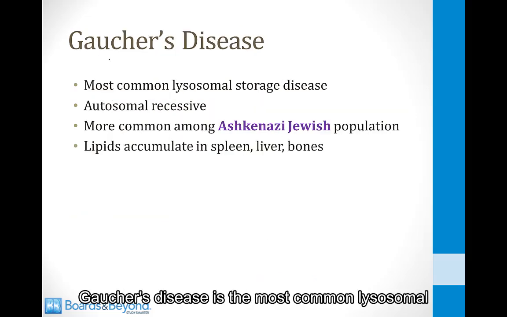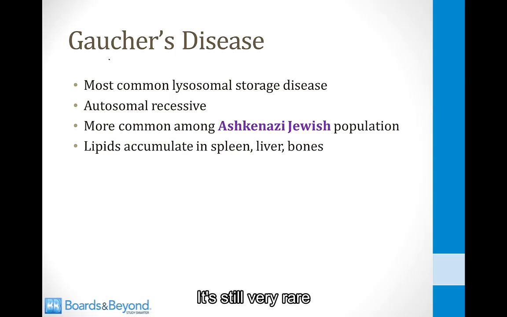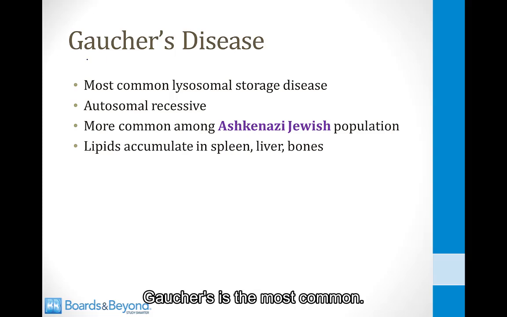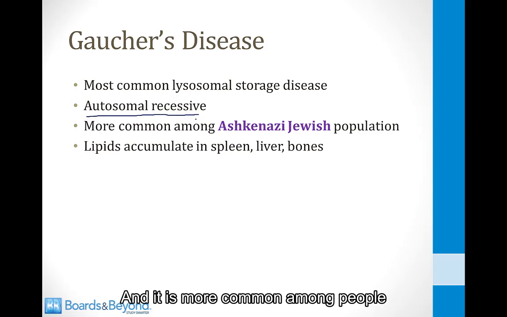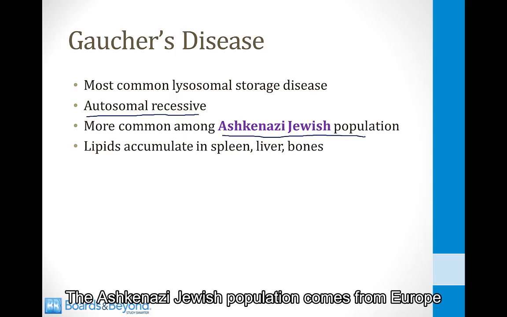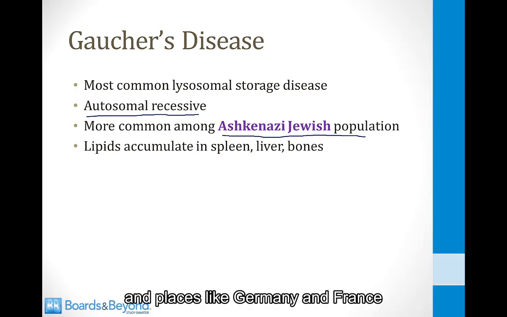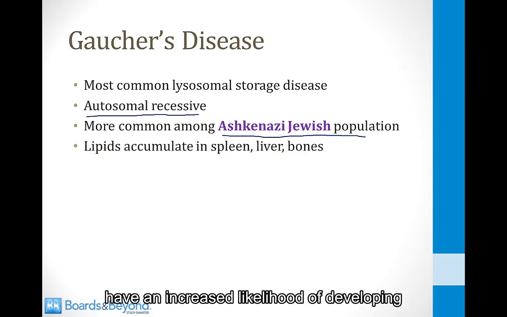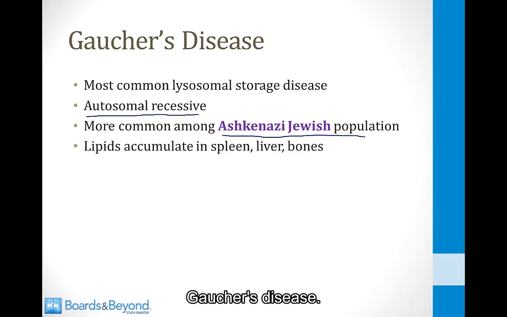Gaucher's disease is the most common lysosomal storage disease. It's still very rare, but among all the lysosomal storage diseases, Gaucher's is the most common. It's an autosomal recessive condition, and it is more common among people who are of Ashkenazi Jewish descent. The Ashkenazi Jewish population comes from Europe and places like Germany and France, and people who descend from that population have an increased likelihood of developing Gaucher's disease.